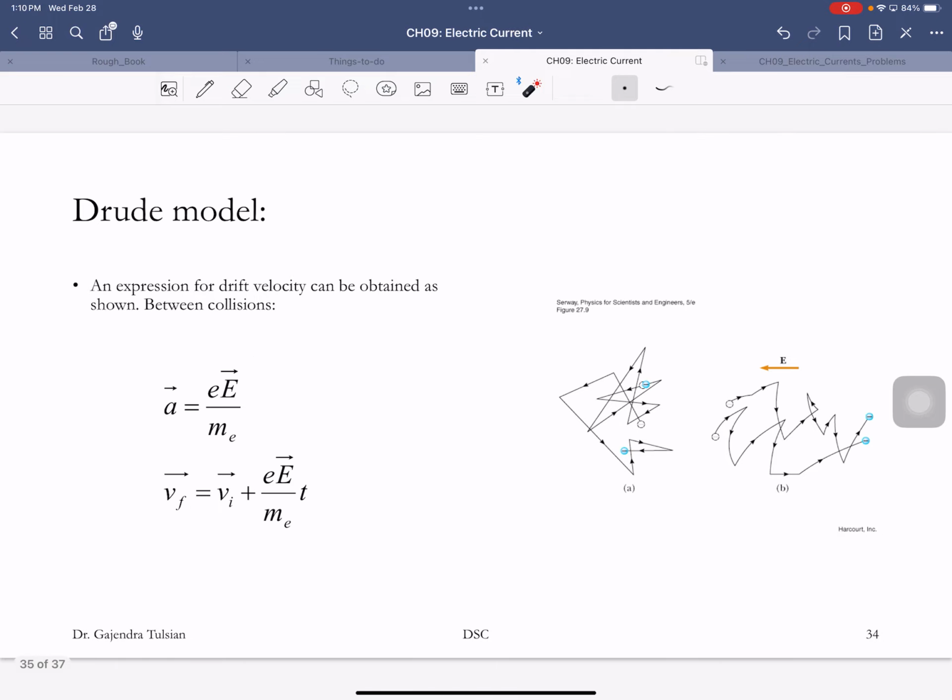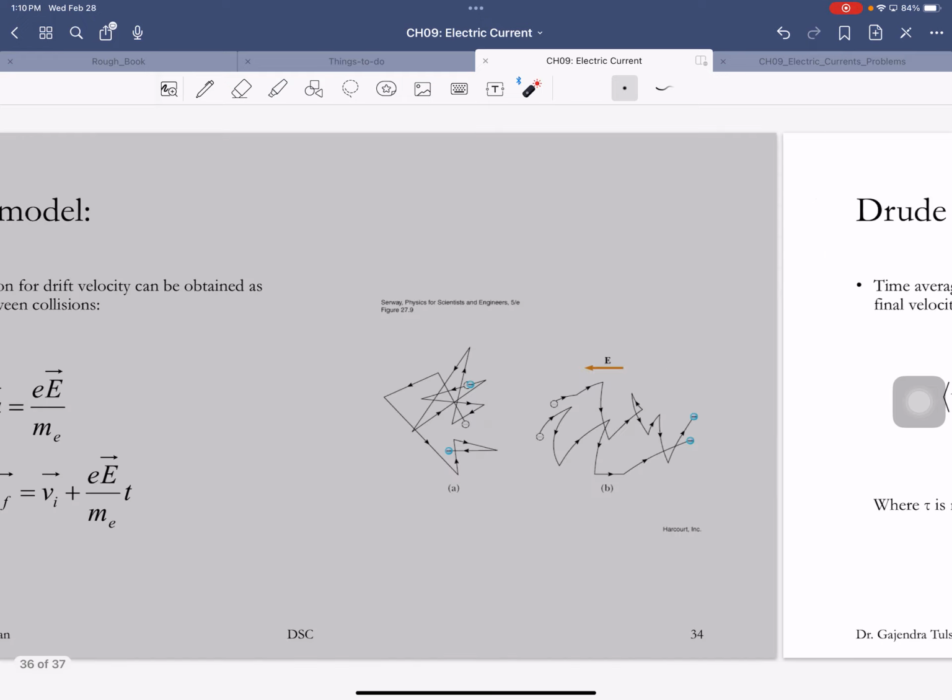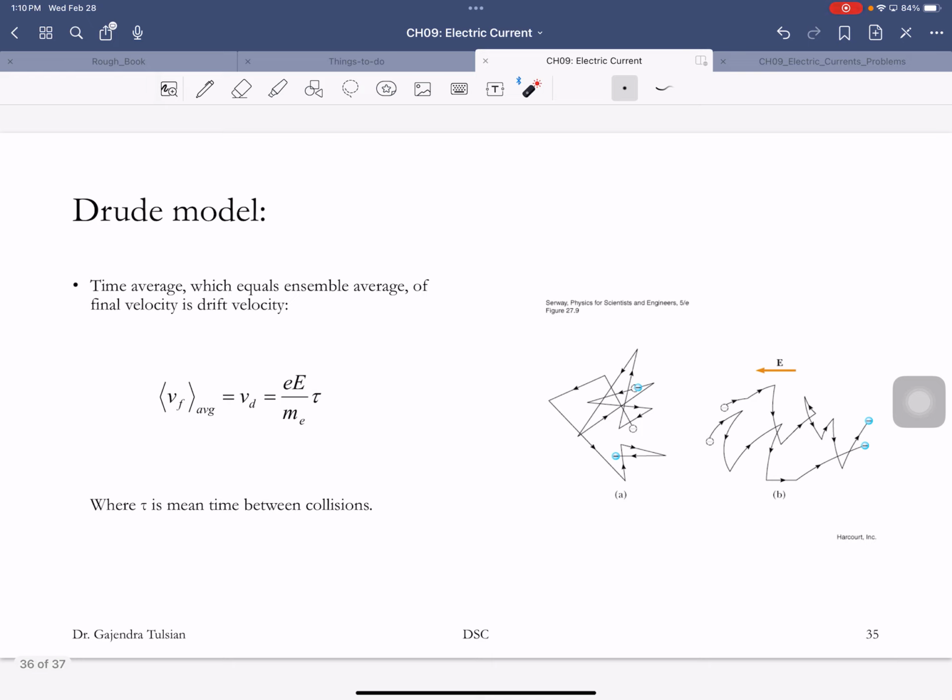The average velocity is the drift velocity, which is given by that expression. That's the mean time between collisions, that's the electric field, and that's the mass of the electron. Okay. All right, we will stop here.